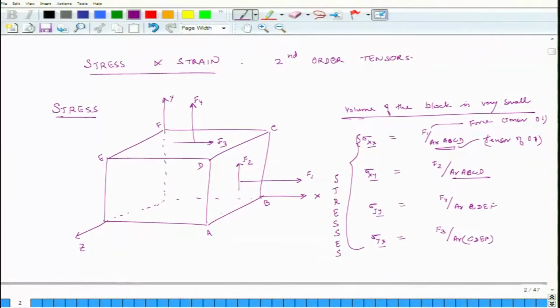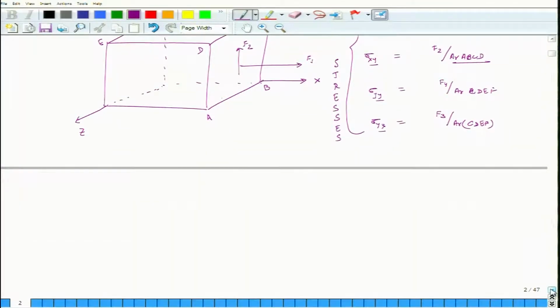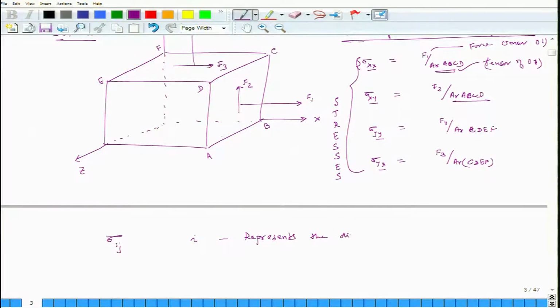So, we can do the same thing for all 3 directions, and we will have 9 different stresses. So, typically in this case we can generalize that sigma ij is a stress of second order, where i represents the direction of, actually I will just invert this so that we are consistent with standard literature terminology. So, this I will call sigma yx and this I will call sigma xy. So, the i, which is the first index subscript, represents the direction of the force, and j represents the direction of area.